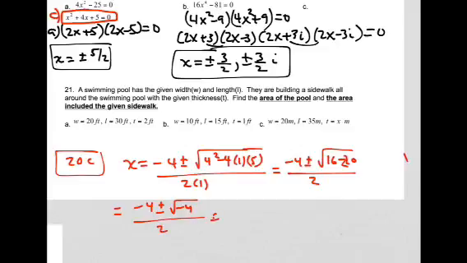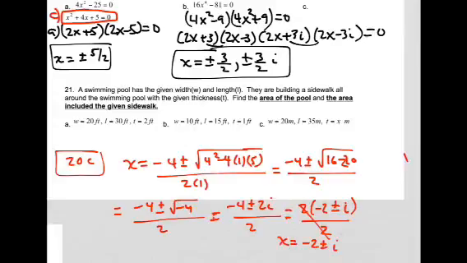And so the square root of 4 is 2, and the square root of negative 1 is i. So this gives you negative 4 plus or minus 2i. No more radical. I can factor out a 2. And so the 2's cancel. So then the answer, the x, is negative 2 plus or minus i.